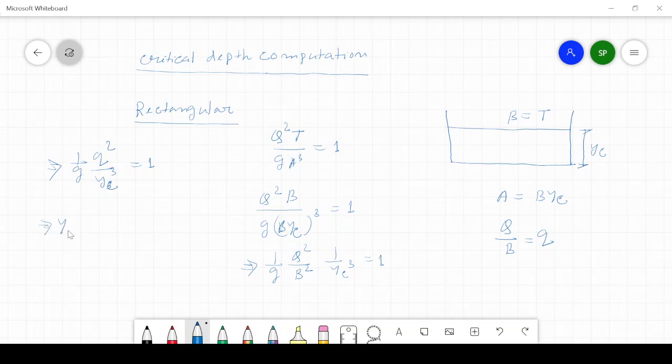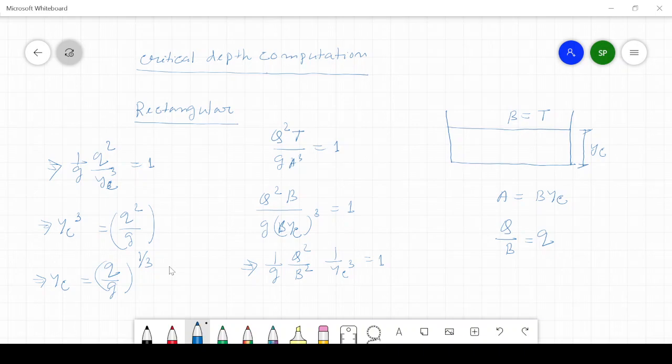So Yc cube is equal to q square by g, and Yc is equal to q square by g whole to the power 1/3. This is the condition for how you can calculate the critical depth for a rectangular channel. Remember this expression and this derivation also, because there may be some problems in GATE also.